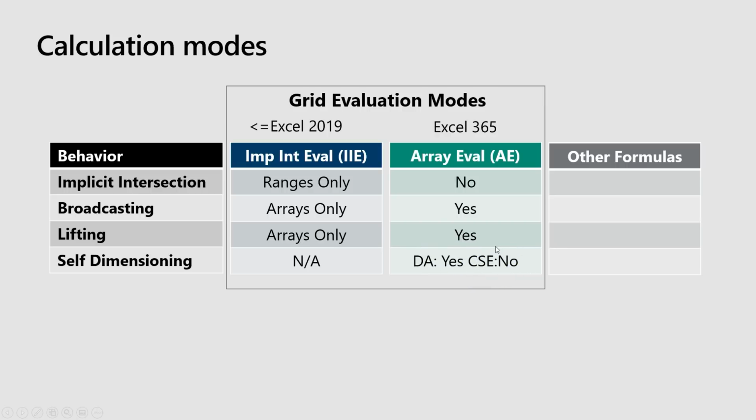Okay? And if we compare that to other formulas in Excel, so named ranges, or named formulas, conditional formatting, all the rest, you'll see they line up. They line up with the array eval. Okay? So this is really consistent. Implicitly intersecting eval was an anomaly.